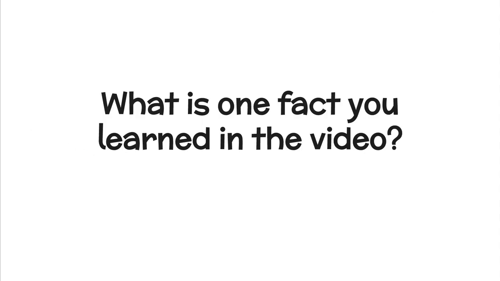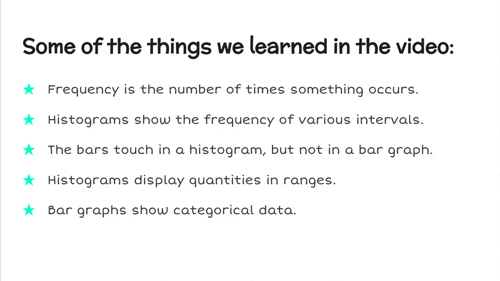So think back to yourself for just a moment. What is one fact that you just learned in that video? Some of the important things in that video were that we learned frequency is the number of times something occurs. Histograms show the frequency of various intervals. The bars will touch in a histogram, but they do not touch in a bar graph. Histograms display quantities and ranges, and bar graphs show categorical data.